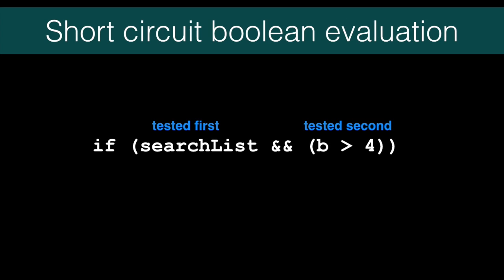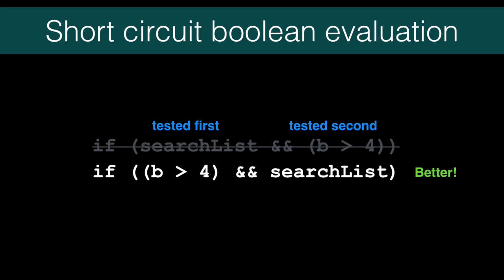Sometimes you'll have a test that takes much longer to evaluate compared to the other tests. For example, you might test if 5 is somewhere in a list of a million numbers, and test if b is larger than 4. The test for b is much easier and quicker than searching through a list of a million numbers. If both need to be true, always test the easier test first. In this case, it would be much better to switch the Boolean test.